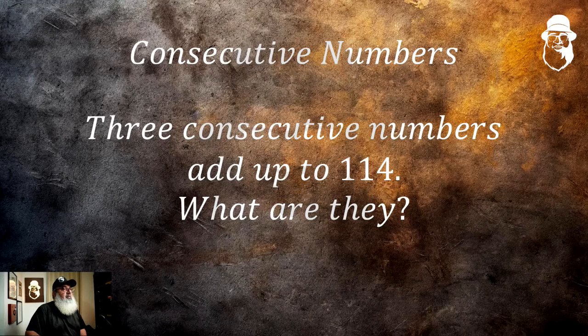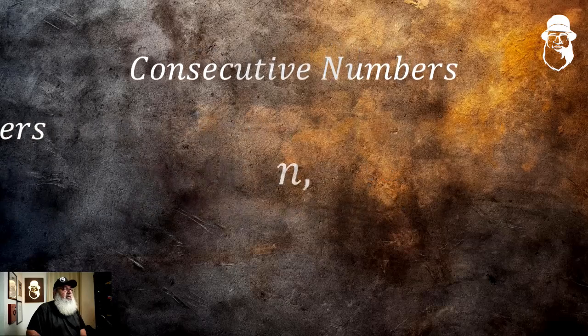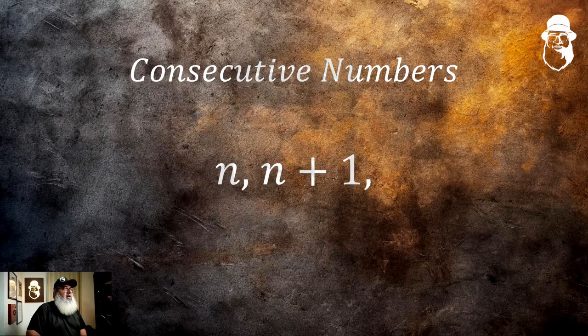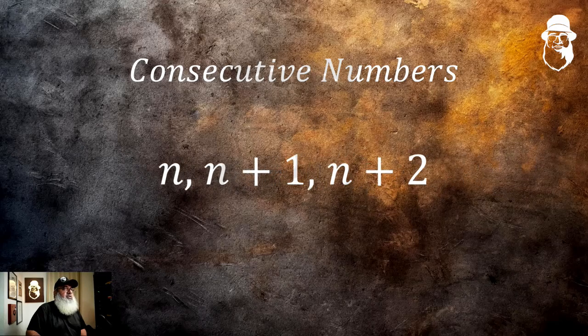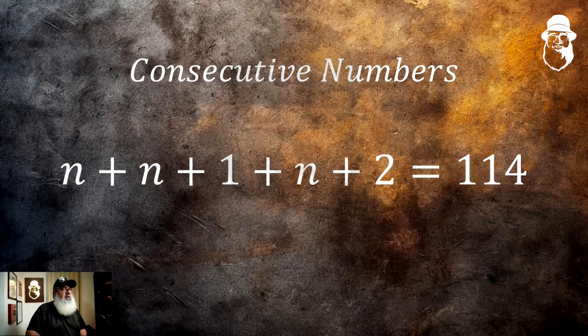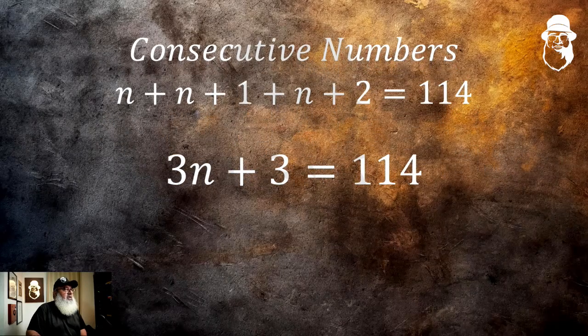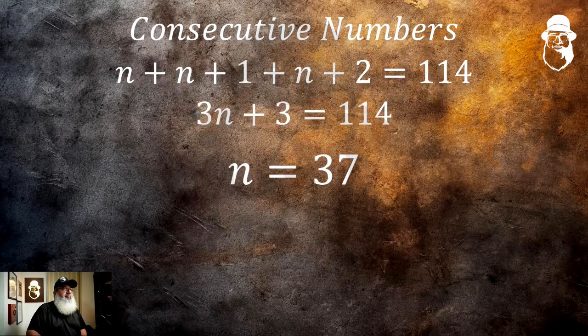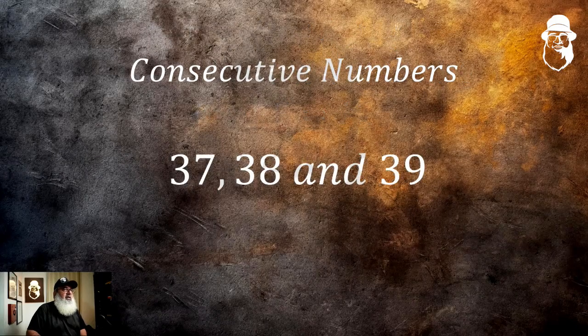114. What are they? If we call the first number n, then n plus 1 must be the next number because they are consecutive, and n plus 2 is the third number. Now, it's normal to use n here instead of x if it is a whole number. So, it is given that they add up to 114. So, n plus n plus 1 plus n plus 2 is equal to 114. So, 3n plus 3 is equal to 114 and n is equal to 37. So, the numbers are 37, 38 and 39.